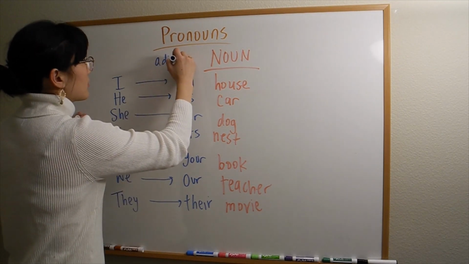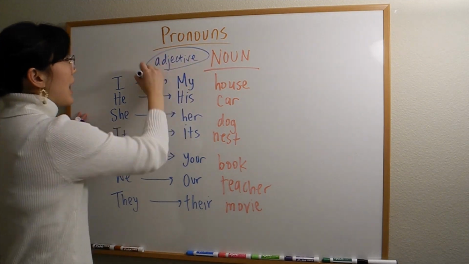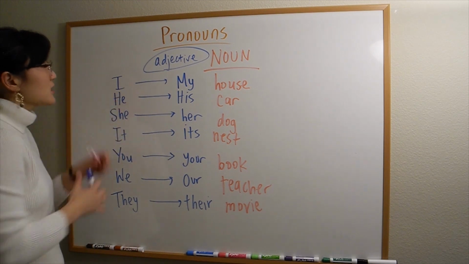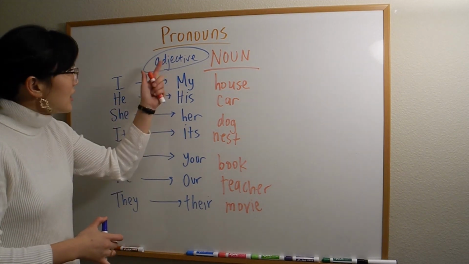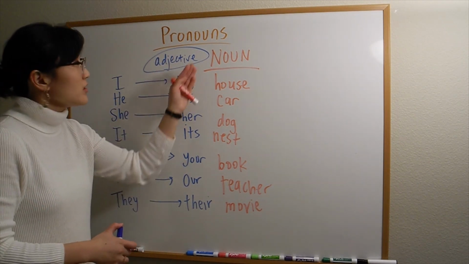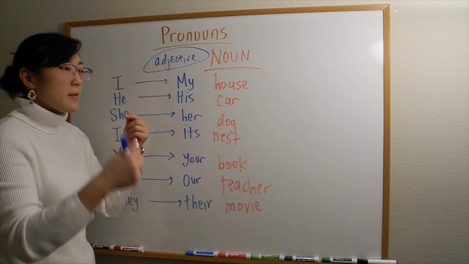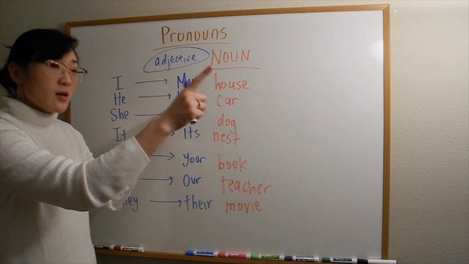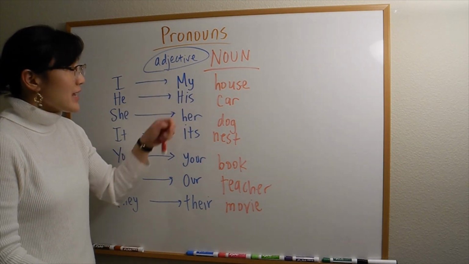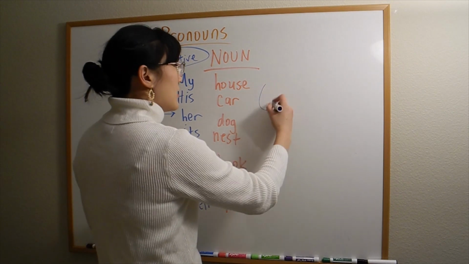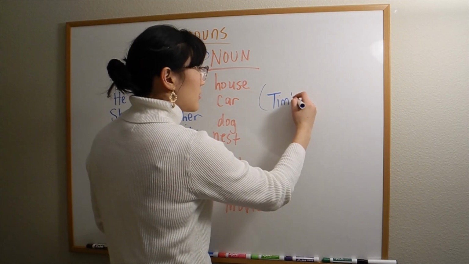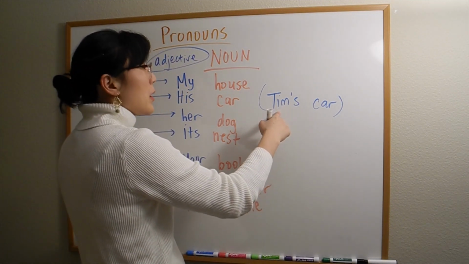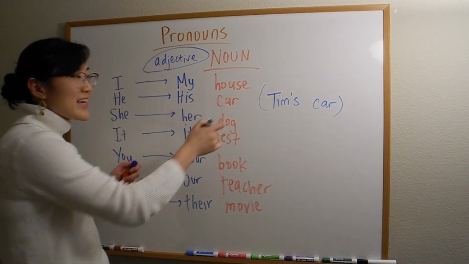Adjective, right? We know adjectives go in front of the noun, right? So whenever you have an adjective pronoun, it goes in front of a noun. So for example, this is my house. That is his car, right? His car. If I say, for example, Tim's car. This car belongs to Tim. But if I want to be general, I can say his car.